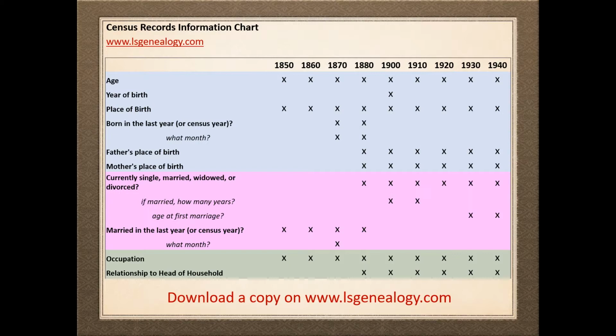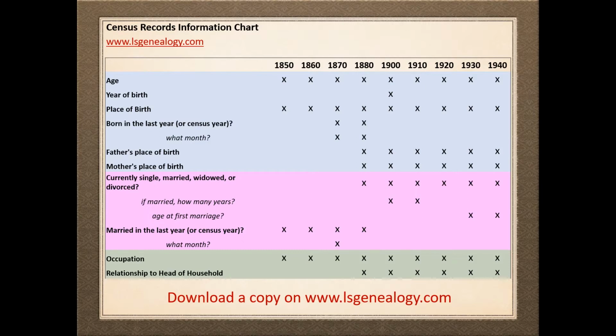I'll point out a few key things on this chart that I think would be helpful to know. In blue is all the information pertaining to birth, and in pink is all of the information pertaining to marriage. Then I did include occupation and relation to head of household at the bottom. That's also important. This is not an exhaustive list of all information that you can find in each one of these census records. Census records are really great to use as jumping off points for further research, but this is what I found to be the most helpful.